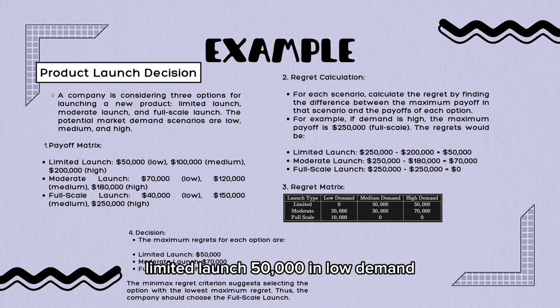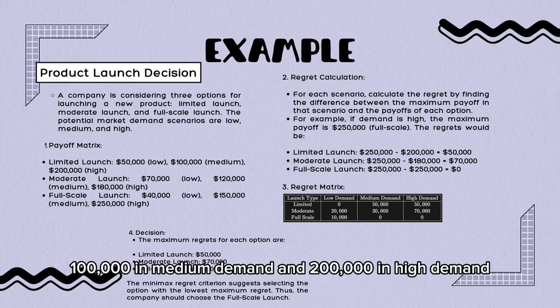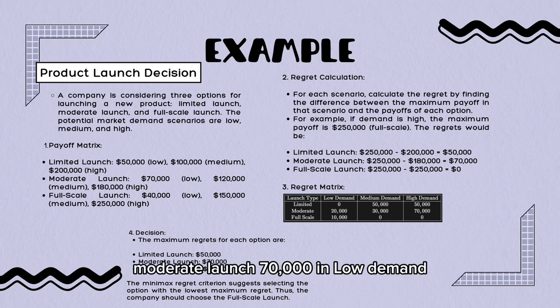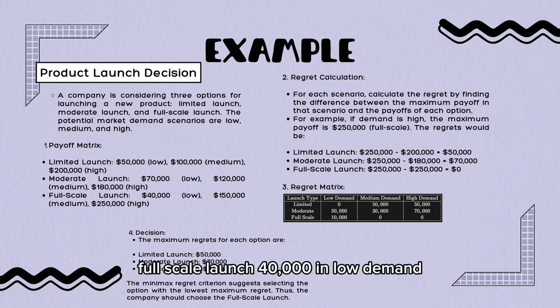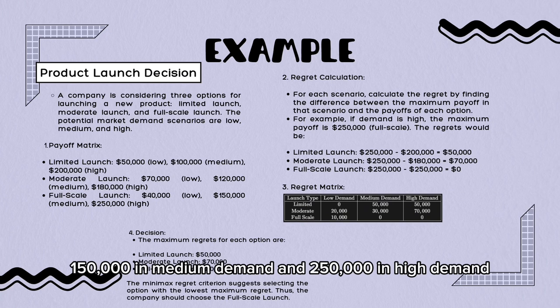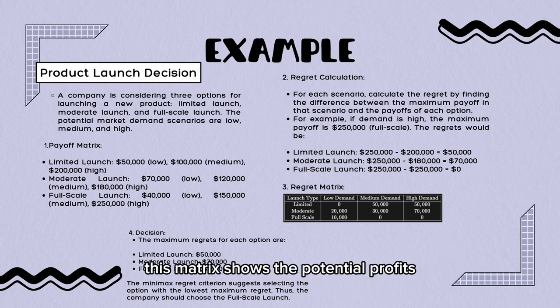Limited launch, 50,000 in low demand, 100,000 in medium demand, and 200,000 in high demand. Moderate launch, 70,000 in low demand, 120,000 in medium demand, and 180,000 in high demand. Full-scale launch, 40,000 in low demand, 150,000 in medium demand, and 250,000 in high demand. This matrix shows the potential profits for each combination of decisions and demand scenarios.